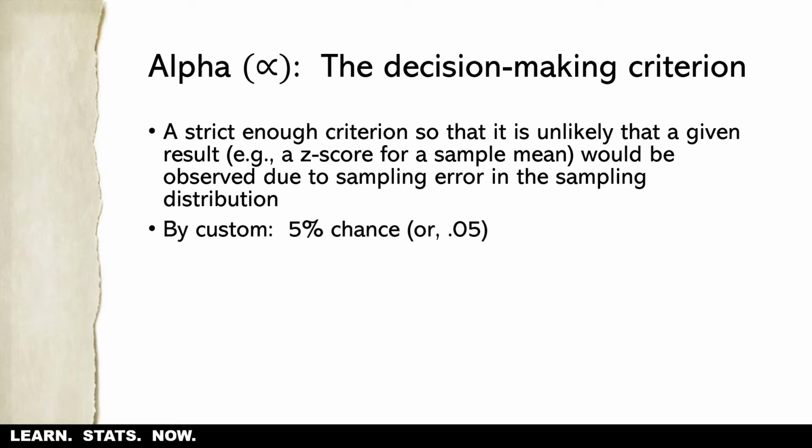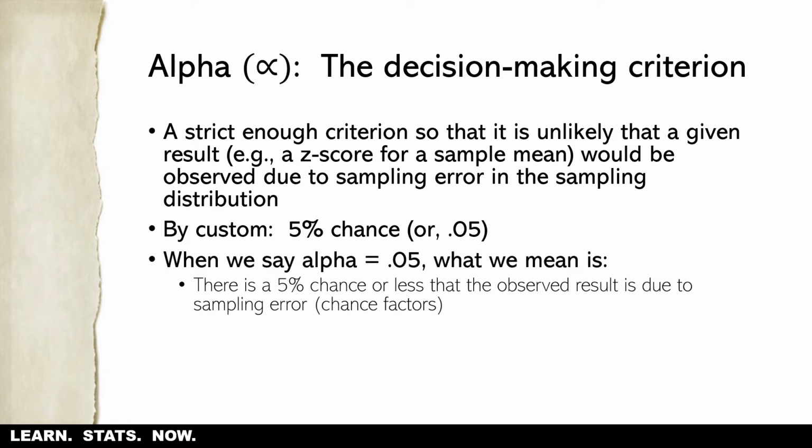So by custom, statisticians have determined that it seems reasonably conservative to say that there's only a 5% chance, or proportionally 0.05, that the result could be obtained due to sampling error. So when we say alpha equals 0.05, what we mean is that there is a 5% chance or less that the observed result is due to sampling error or chance factors.